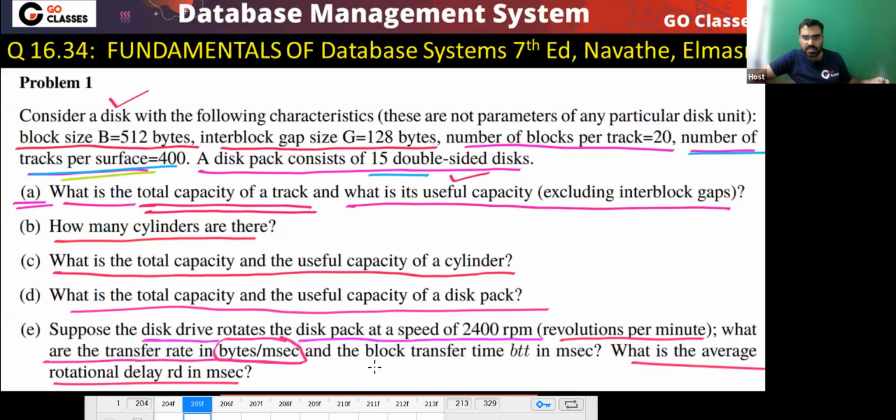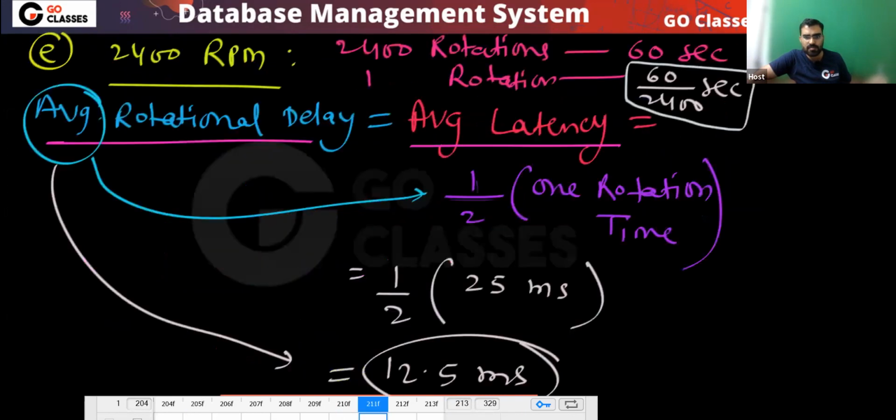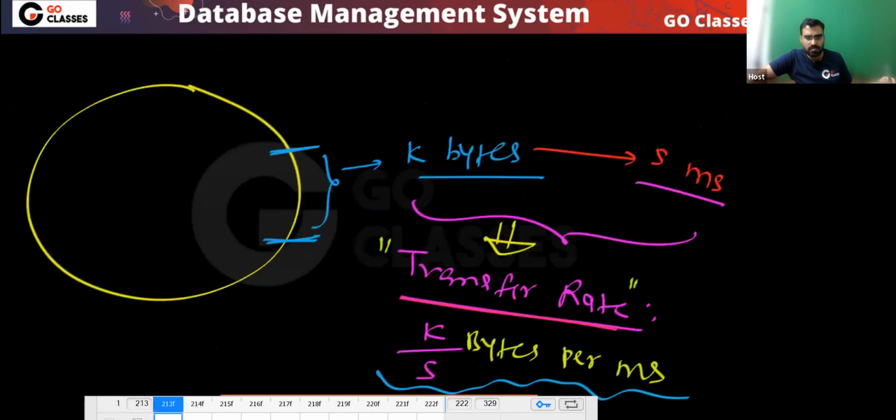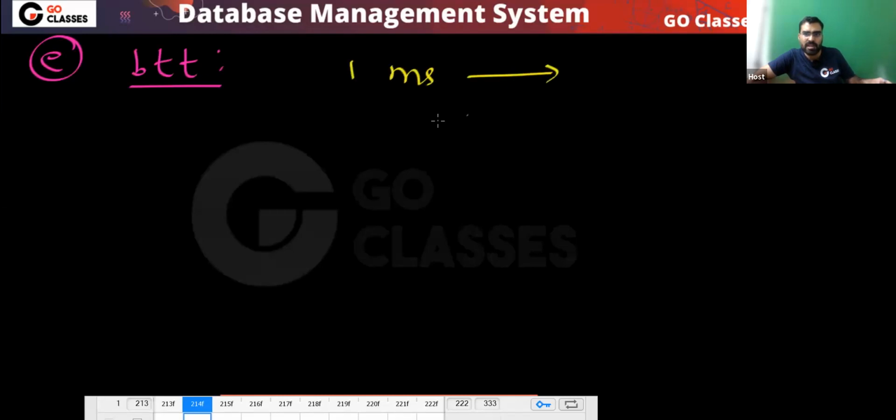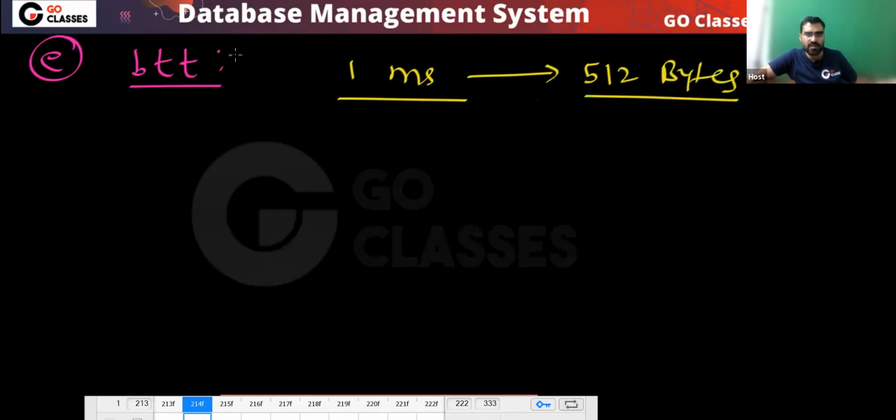So the next point is the block transfer time, BTT. BTT means block transfer time. What is that? Tell me the block transfer time. In the same part, what is BTT? That is actually now very easy. You know that in 1 millisecond, we have already found how much you can transfer. These many bytes you can transfer, right? And I'm asking block transfer time. I'm only asking transfer time.